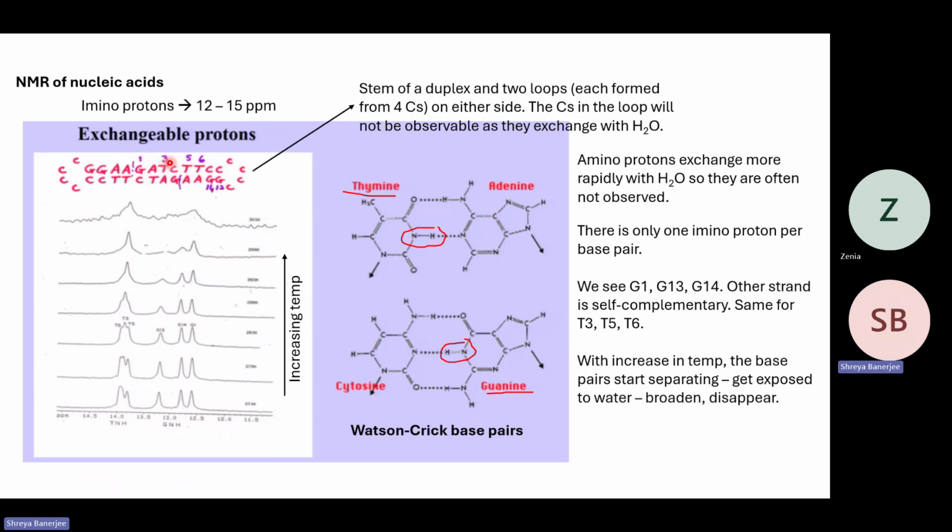If you look at the other thymines, they will be equivalent. So this thymine labeled 5 and 6 is adjacent to two cytosines, and these two bottom thymines are also adjacent to two cytosines. So 5 and 6 and these two are equivalent, and this thymine 3 is equivalent to this. So the ones which are labeled by numbers, G1, G13, G14, and T3, T5, T6 are the only ones you will see. So that is 6 peaks.